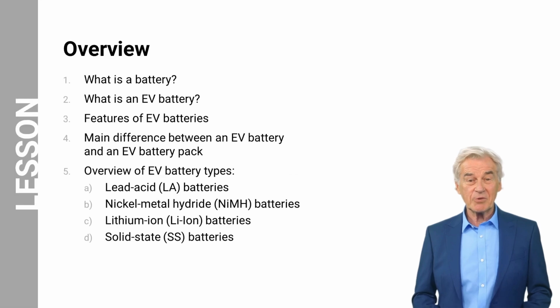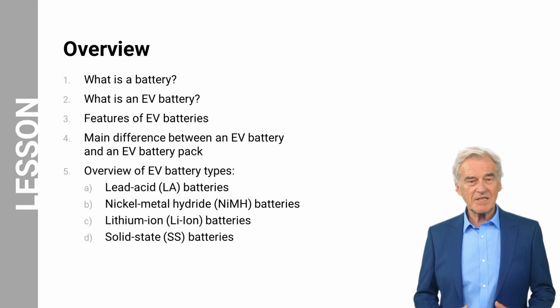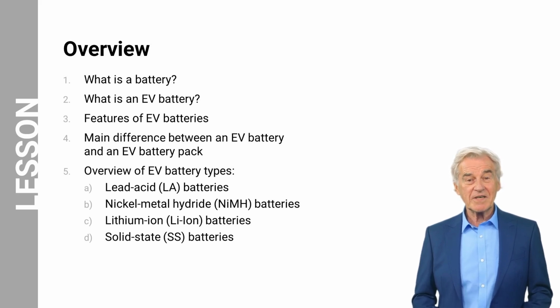In this lesson, we will provide you with an overview of a conventional battery and an EV battery, the distinct features of an EV battery, and the main difference between an EV battery and an EV battery pack. We will also cover the overview of EV battery types, focusing on some main batteries: lead acid, abbreviated as LA, nickel metal hydride, abbreviated as NiMH, lithium ion, abbreviated as Li-ion, and solid state, abbreviated as SS.